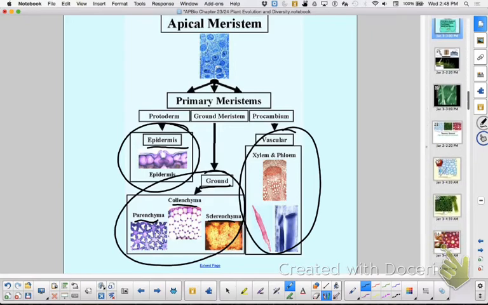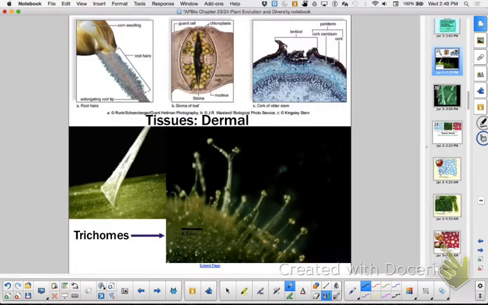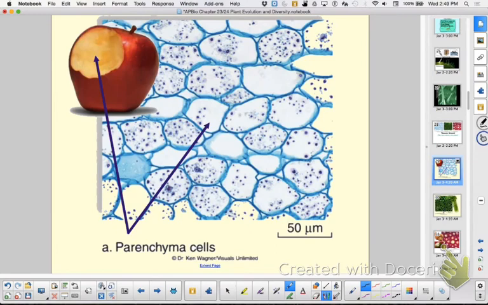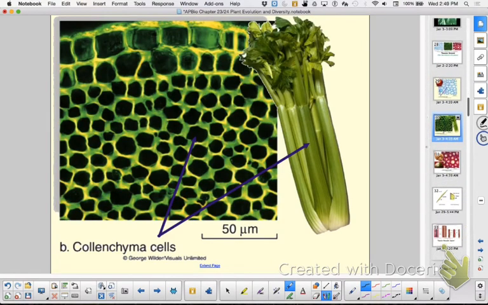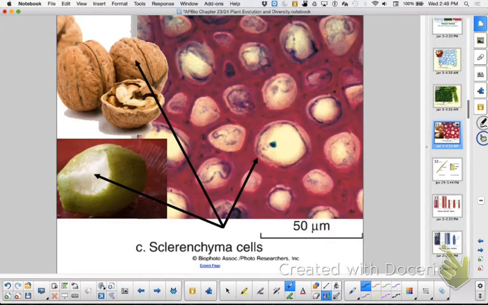Okay, so here you saw root hairs, a stoma, an opening. A lenticel is like a stoma in a stem. Trichomes, here's another picture of trichomes. This is parenchyma, general plant cell, parenchyma with their thickened walls, and sclerenchyma, very thick and dead at maturity.